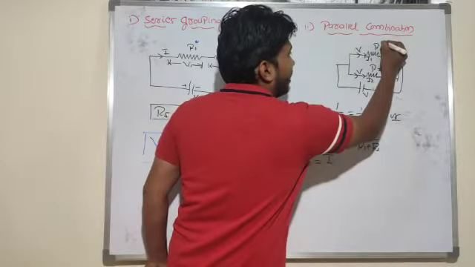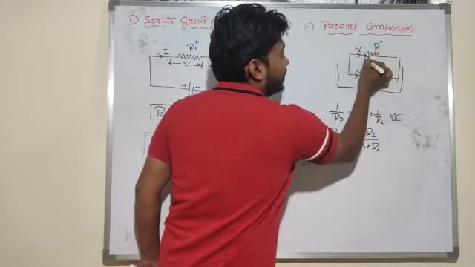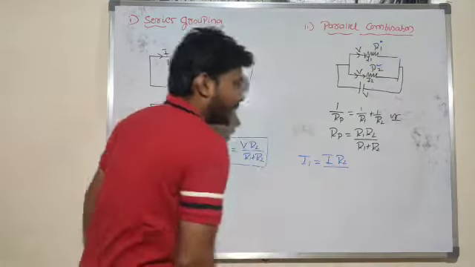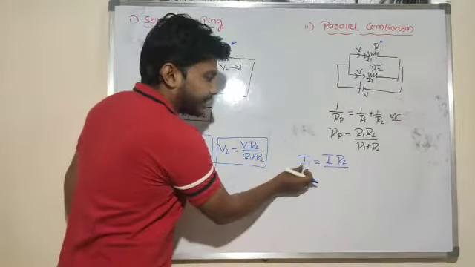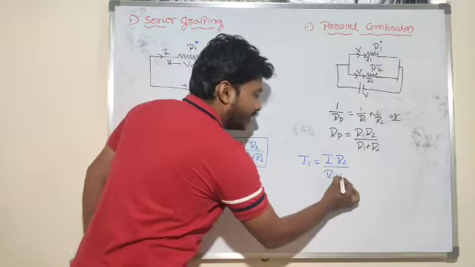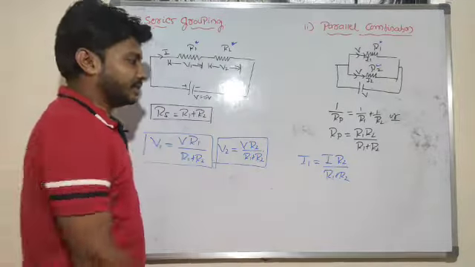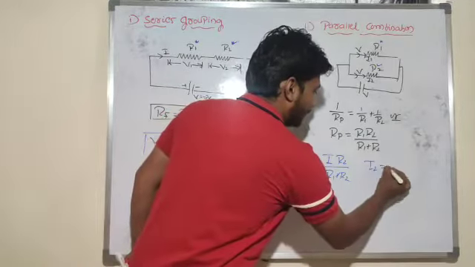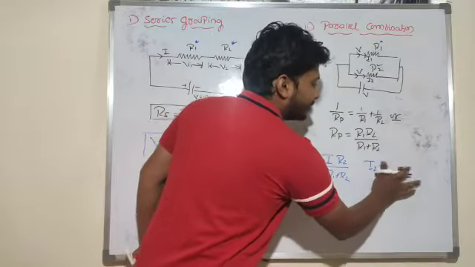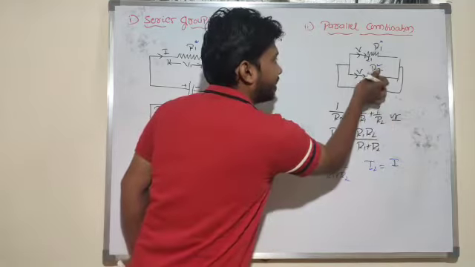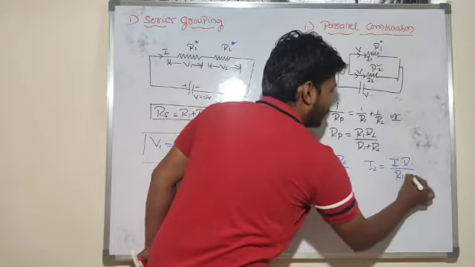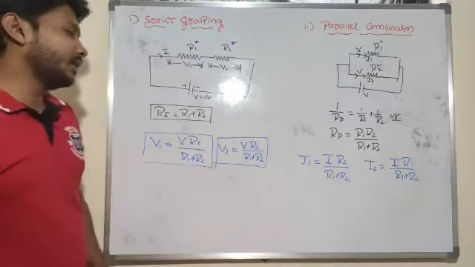For example, I want to calculate the current in the first resistor, so I will take the resistance of the other branch. Branch current is equal to total current into resistance of the other branch divided by total resistance. So the generalized formula: I2 is equal to what? Total current into resistance of the other branch. This is R2, other branch means R1, divided by total resistance. So this is the current division formula.